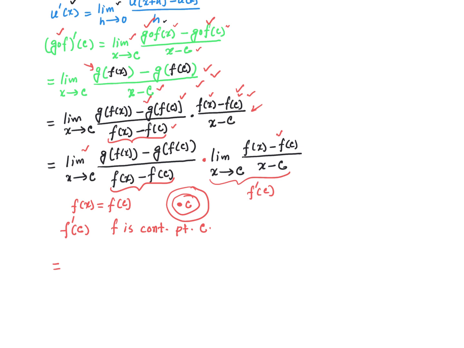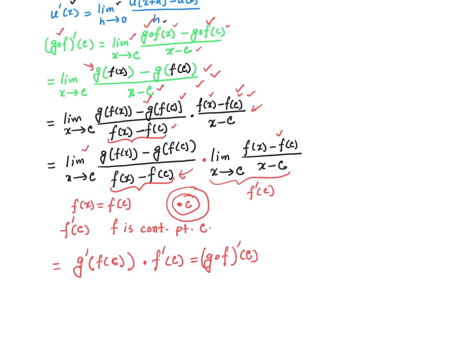The left limit is nothing but g prime of f of c by definition, and the right limit is f prime of c. This is exactly what we claimed g composed with f prime of c to be equal to. So we are good. However, the problem is that the denominator right here could be 0.